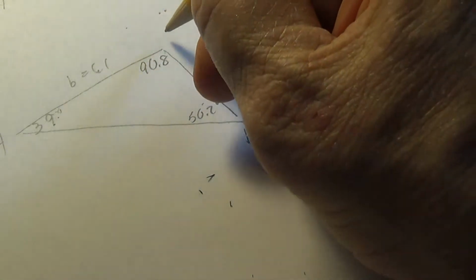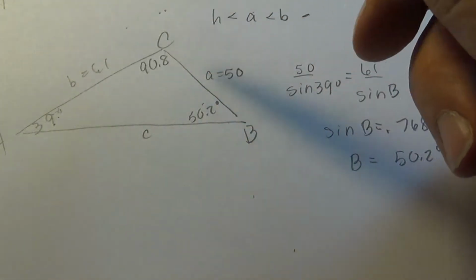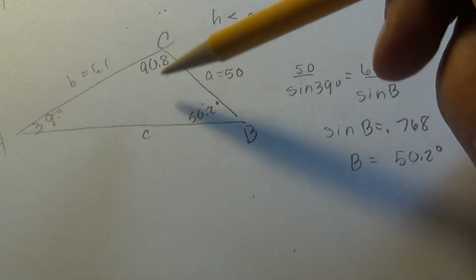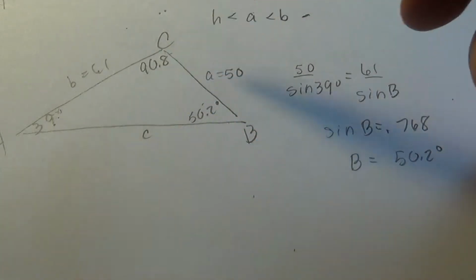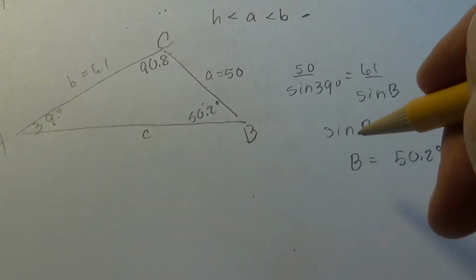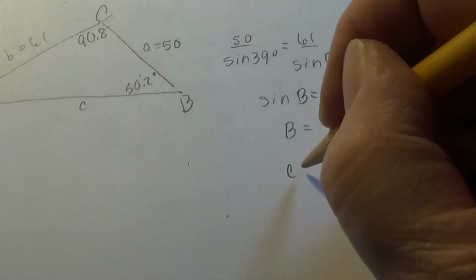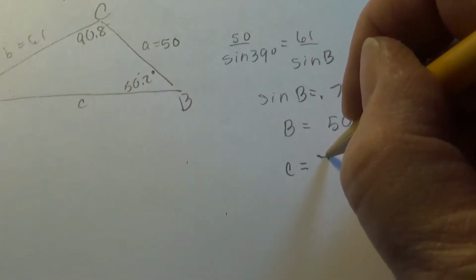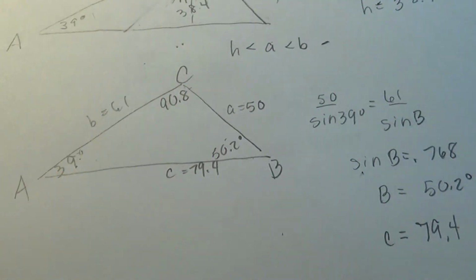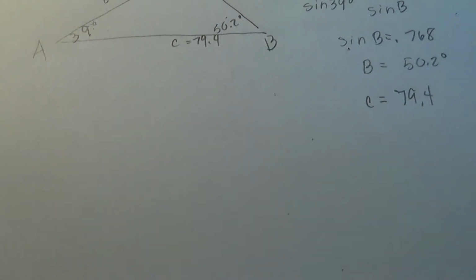And lastly, this is angle C. We can use the law of sines again. We can say C over sine of 90.8 is 50 over sine of 39 and solve that. I won't show you that part. I came out with little c, side C, is 79.4. So that triangle is solved, at least halfway. So I showed you some of the work, and you can come up with the rest, I'm sure.